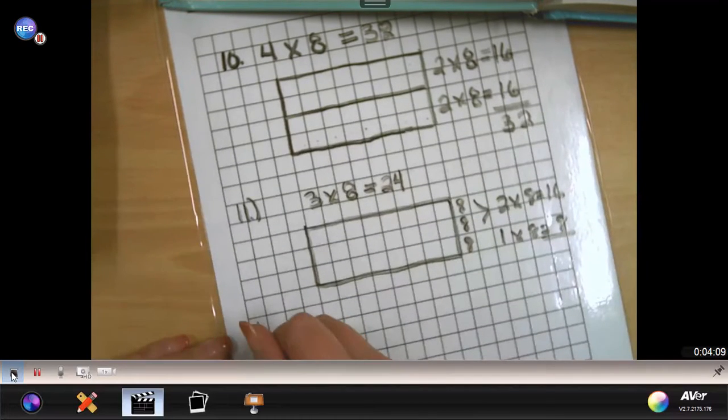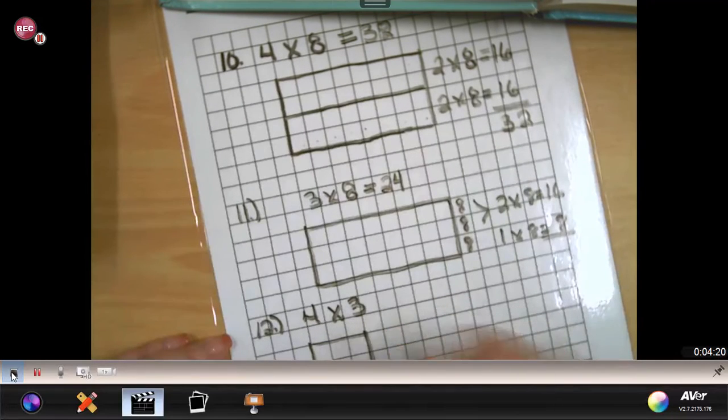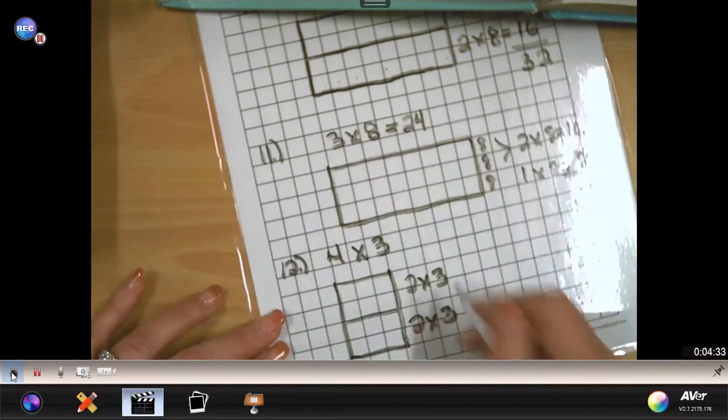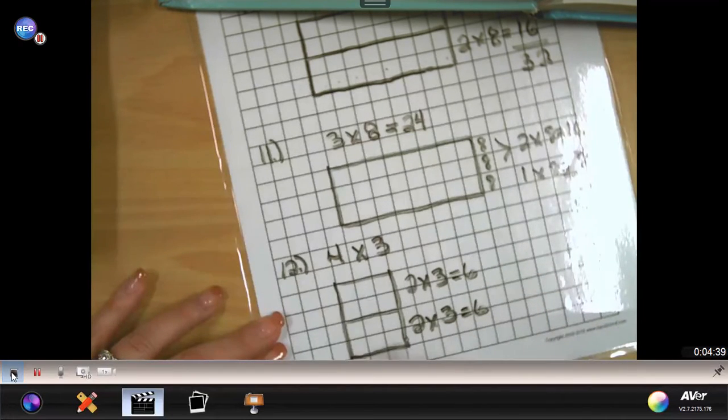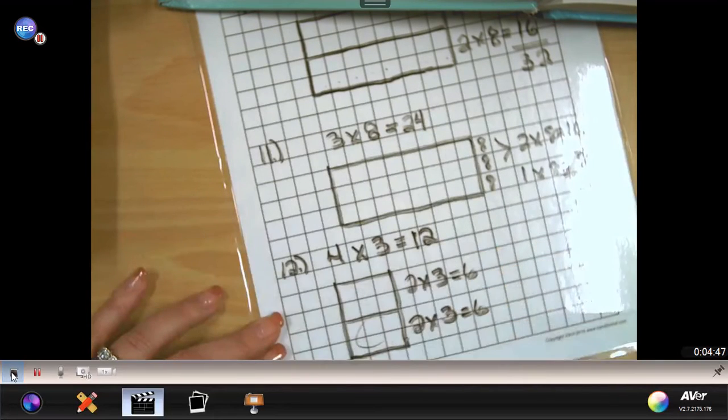Number 12 is 4 rows of 3. So 4 rows with 3 in each row. Somebody mentioned today that you could do 2 times 3 and 2 times 3. And if I know what 2 times 3 is, I know that that's 6. So now that I have my 4 rows of 3, this part is 6, this part is 6, and together that gives me 12 square units.